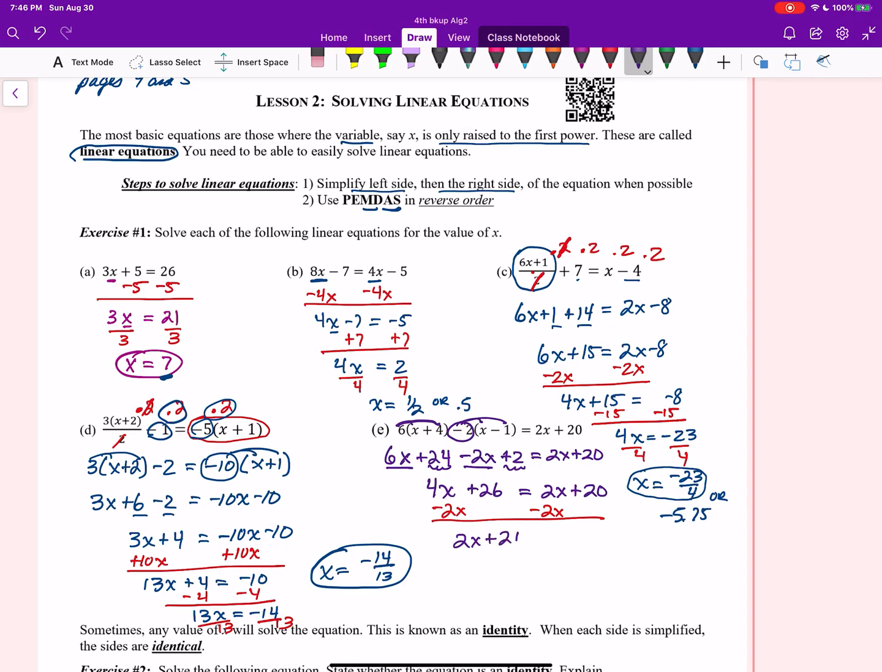2x plus 26 equals 20. And subtract 26 from both sides. 2x equals negative 6. And divide by 2. So x equals -3.